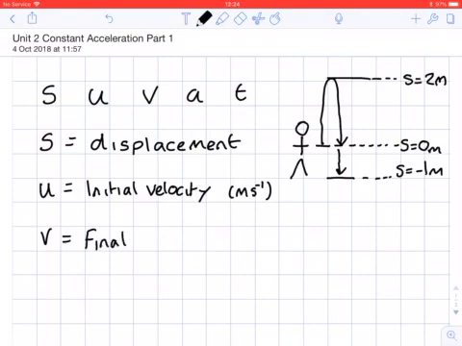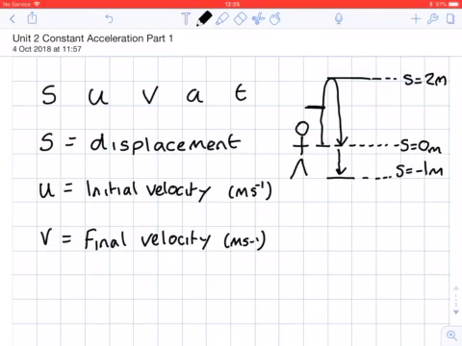Now, obviously, final velocity could potentially be positive or negative. So if I take the example of my pen into the air, and I wanted to know its speed after half a second, then my pen might have only reached this height here. Therefore, it's still travelling upwards. My final velocity would therefore be positive.